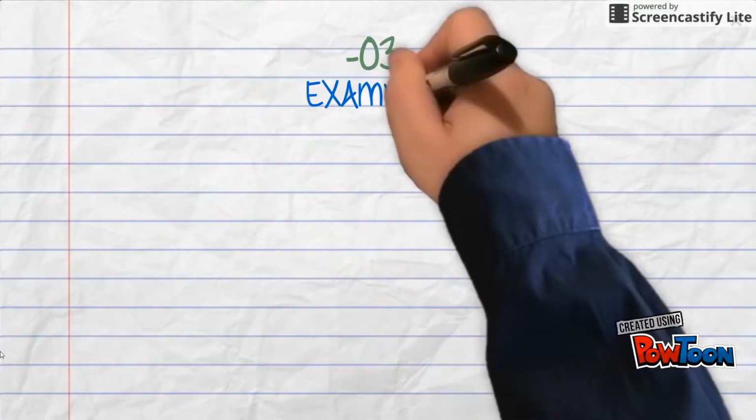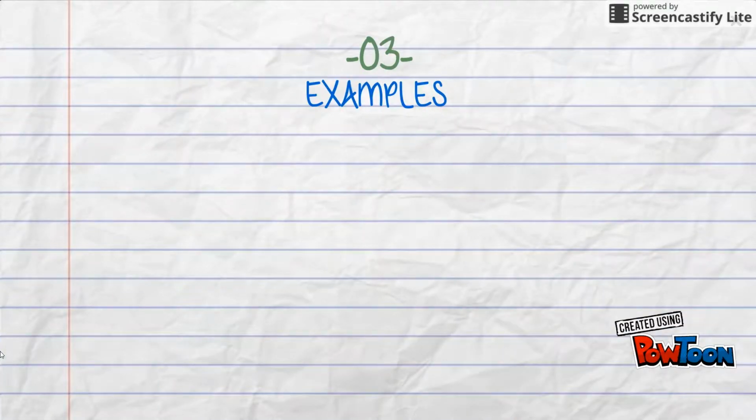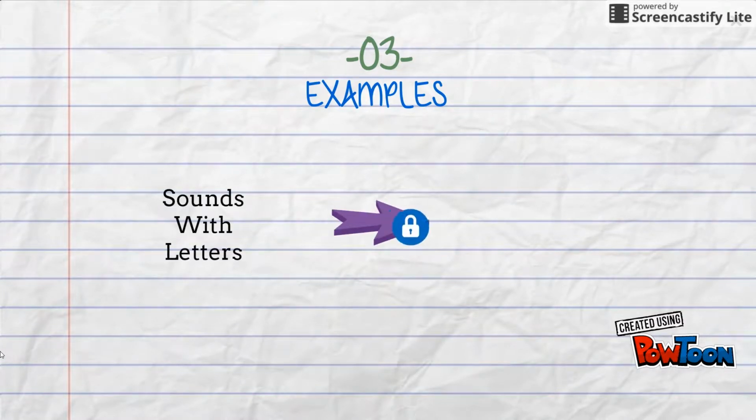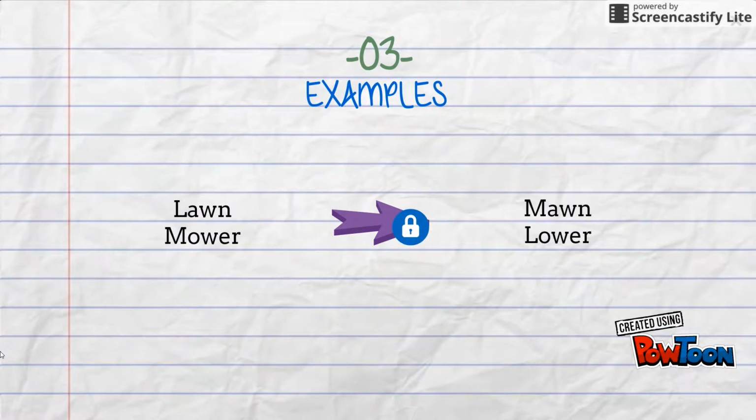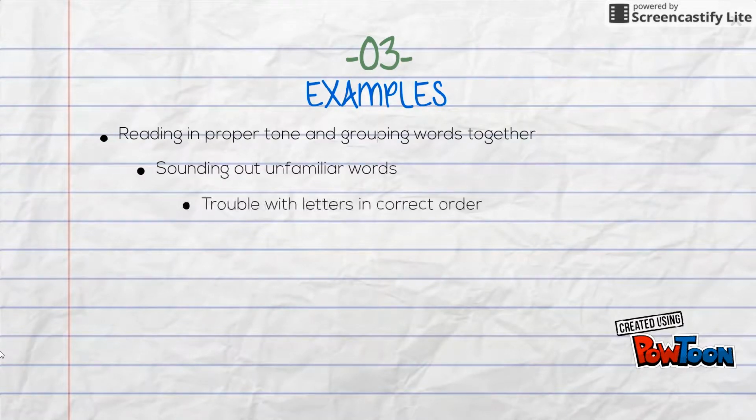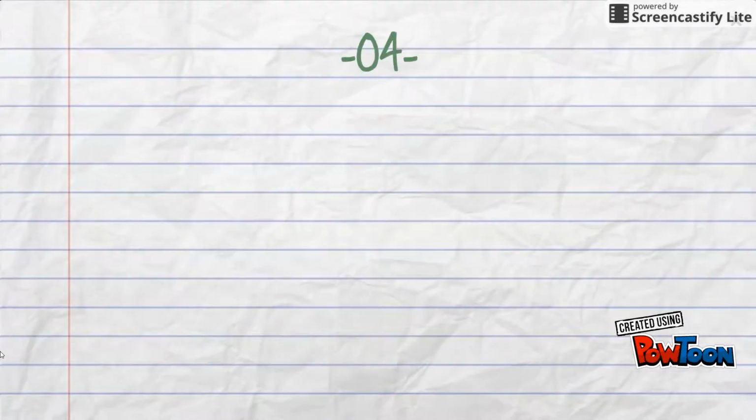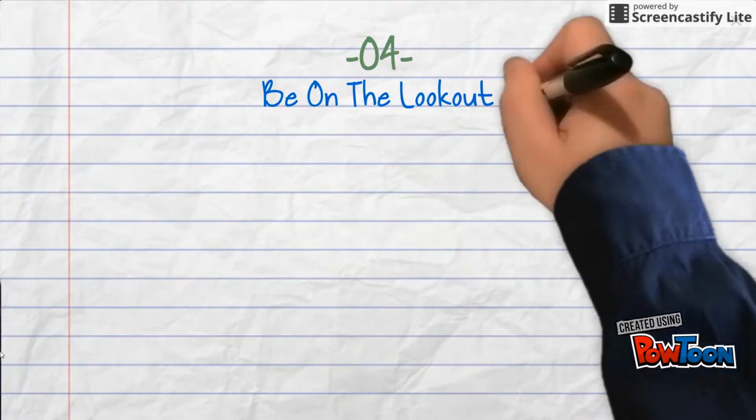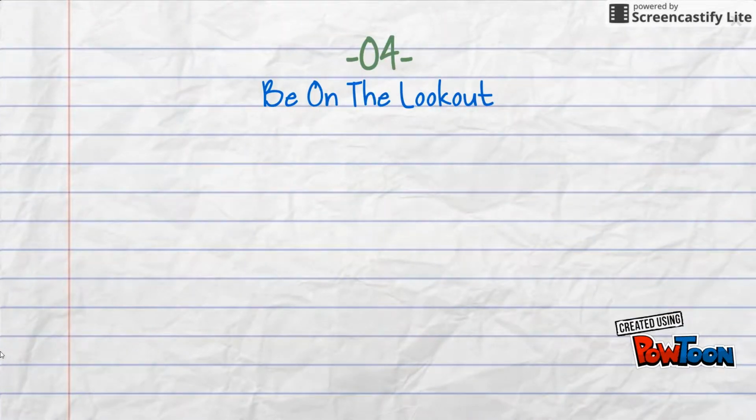That could mean any of the following examples that a student would find difficult: associating sounds with letters and letters with sounds, confusion when pronouncing words and phrases like lawnmower and lawnlower, and the following four areas. This is not an all-inclusive list, but it does cover a large portion of dyslexia examples. Be on the lookout if you're seeing any of these examples while in your classroom.